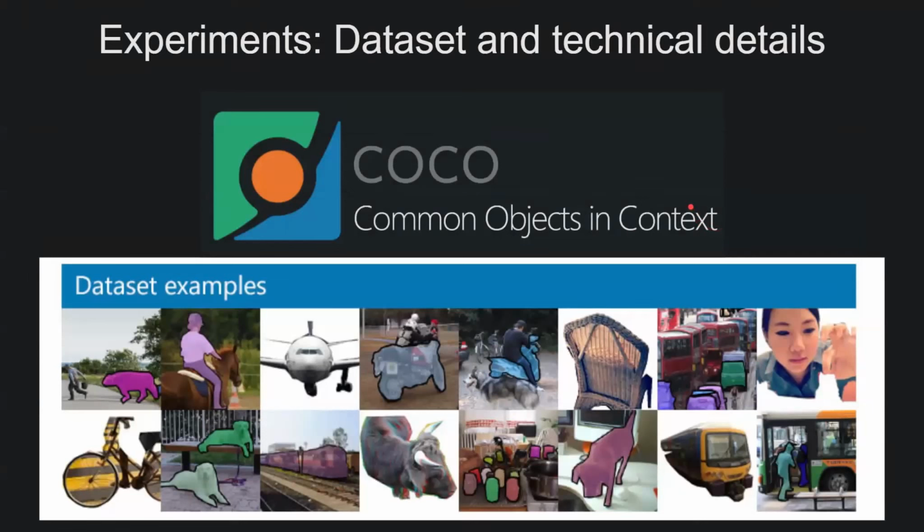They used the COCO 2017 dataset, which contains bounding boxes and segmentation annotation with an average of seven instances per image, up to 63.